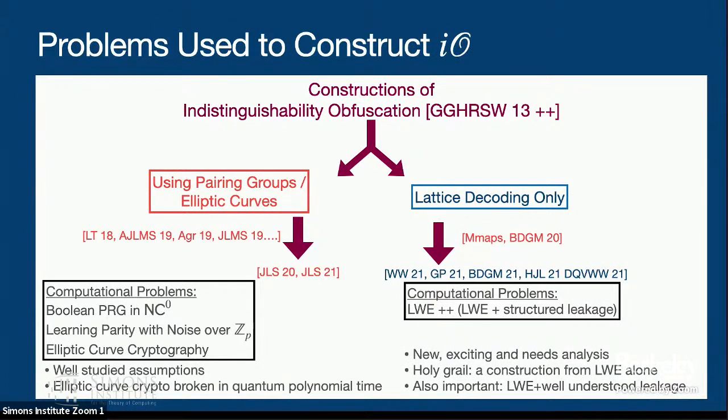The holy grail here is, of course, to construct IO entirely from some lattice assumption without any kind of leakage. But it's really important that we identify clean conjectures and then study them using the current framework of algorithms and reason about them. And this is one place where I feel there will be an avenue for collaboration between the two communities. So that's all I'll say about these two lines. Today in this talk, I'm going to focus on two problems, namely Boolean PRGs in NC0 and learning parity with noise over ZP.